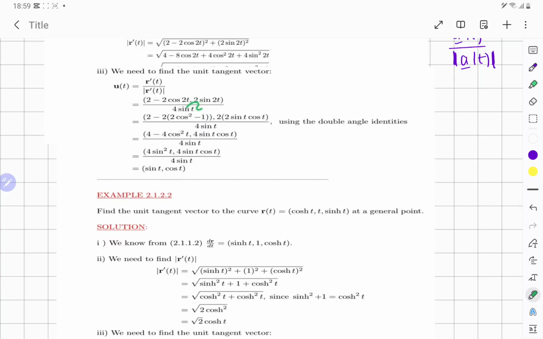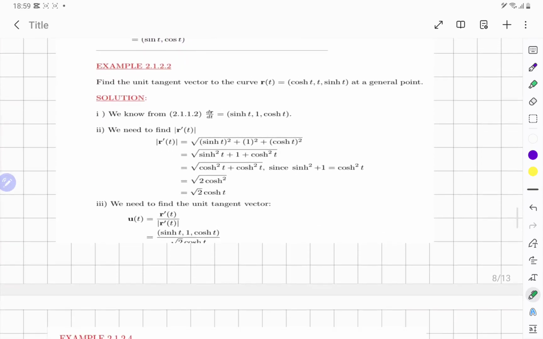It is my advice that in maths you always change the double angles with your double angle identities to simplify your answers. So sine 2t becomes 2 sine t cos t, and cos 2t becomes 2 cos squared t minus 1. If you only have the cos 2t, you can use either 2 cos squared minus 1 or 1 minus 2 sine squared t. And then what did I do? I simplified the numerator, and then I divided each component by the denominator.